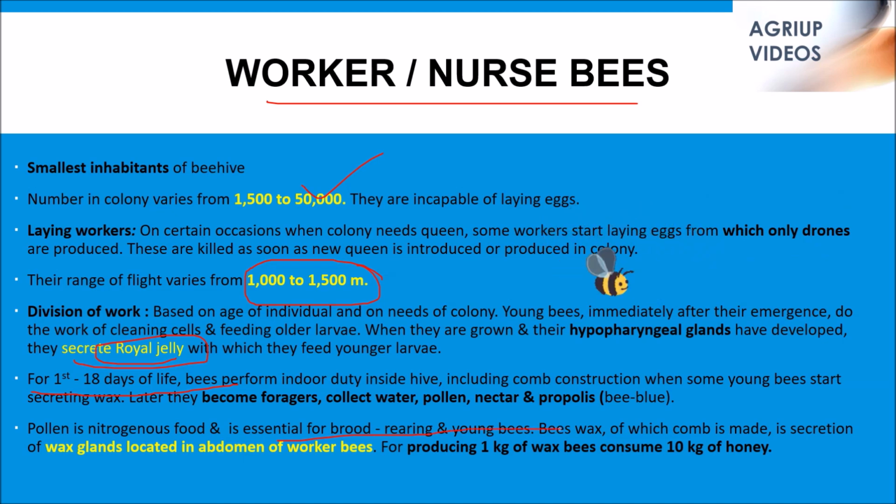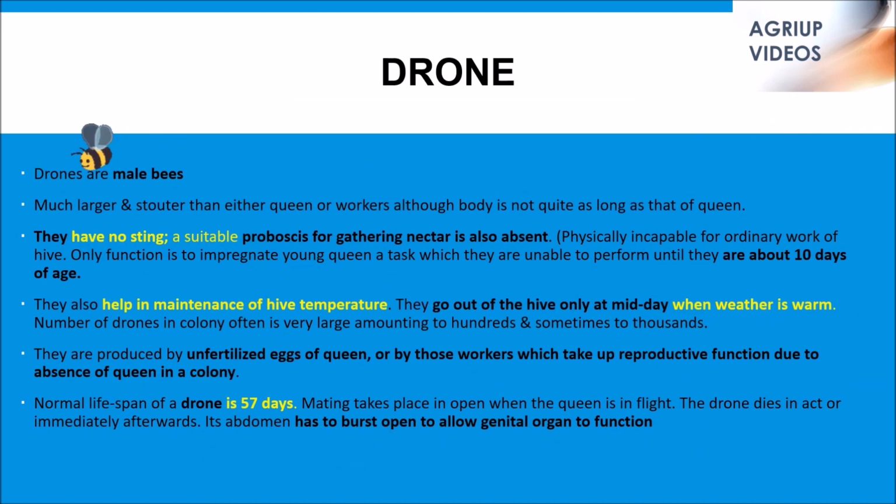This is very important. Beeswax, of which the comb is made, is a secretion of the wax glands of the worker bees, which are in the abdomen. For producing approximately 1 kg of wax, the honey they require is 10 kg. Now, talking about drones, these are male bees.